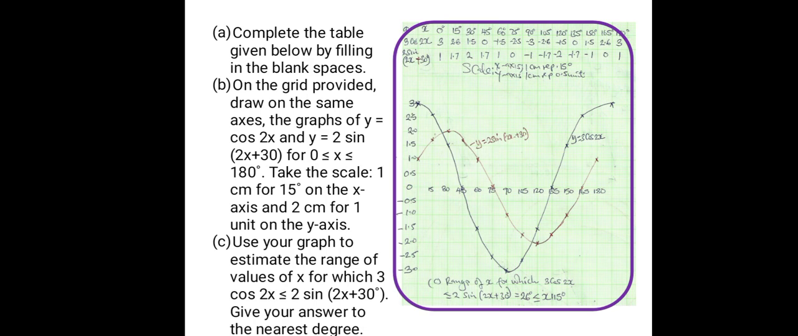Take the scale of 1 centimeter for 15 degrees on the x-axis and 2 centimeters for 1 unit on the y-axis. Use your graph to estimate the range of values of x for which 3 cos 2x ≤ 2 sin (2x + 30 degrees). Give your answer to the nearest degree.